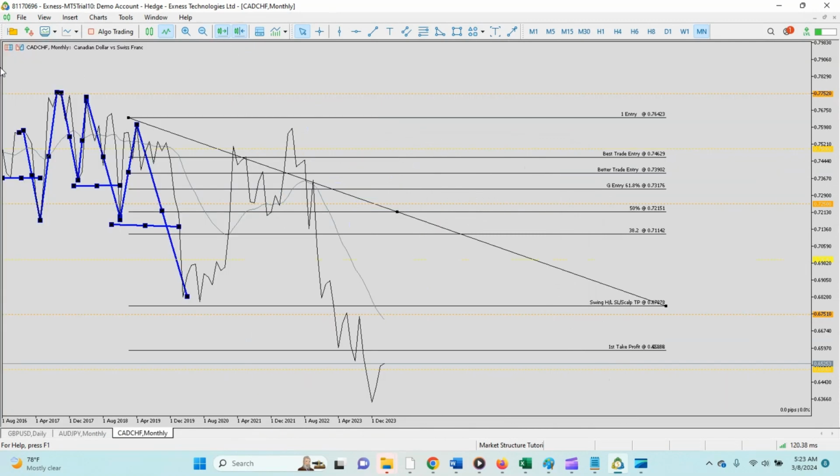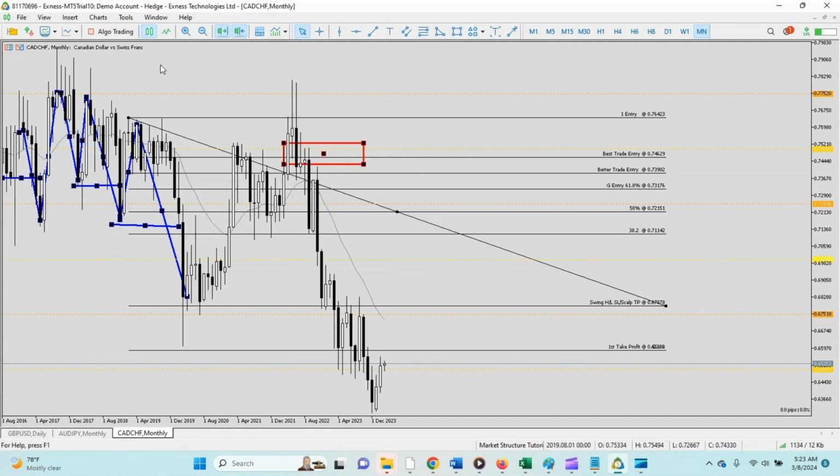It will tell you the area of confluence, where the round number and the fib numbers meet. It will tell you that these are points of interest where the market can reverse. So see, this area is our point of interest, where the fib and the round number are meeting. So you see what happened there.